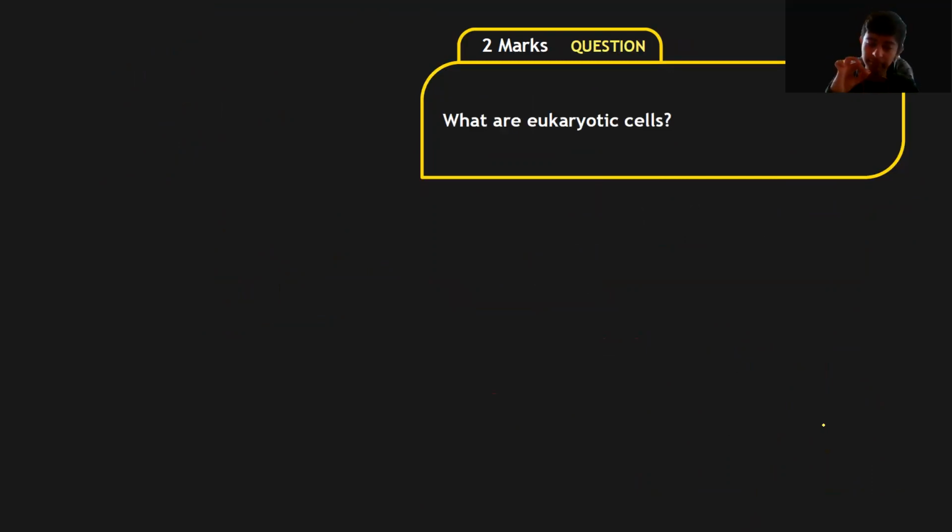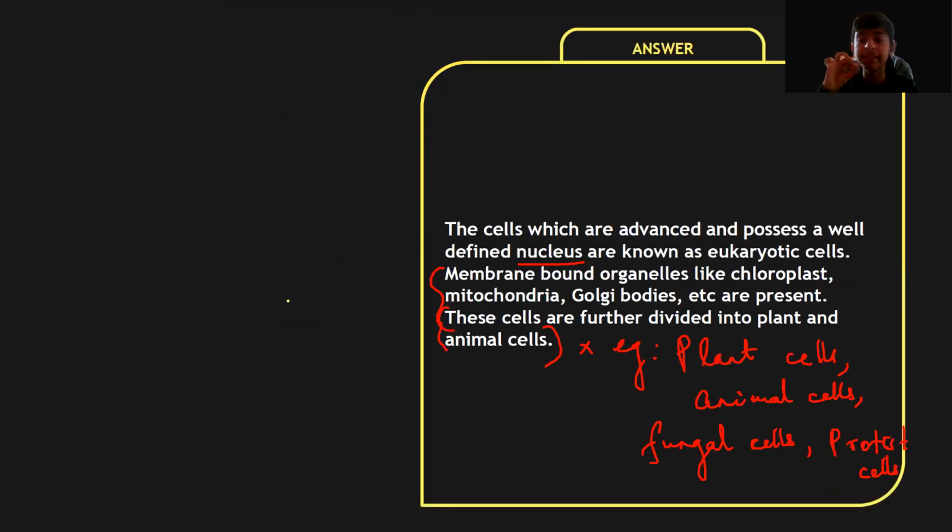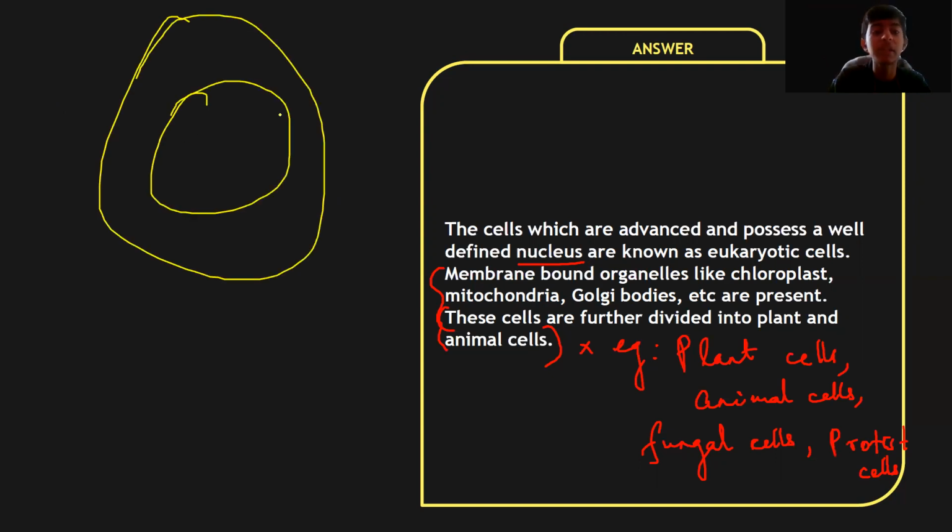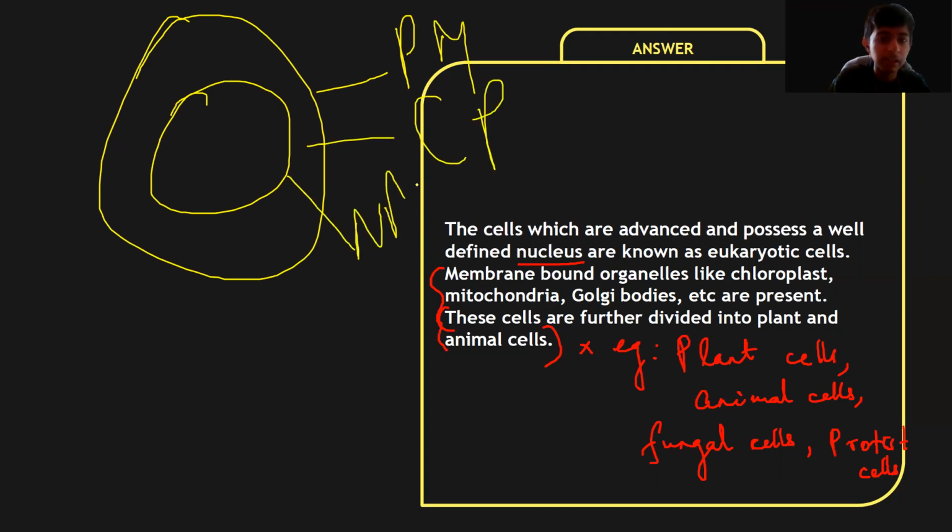What are eukaryotic cells? The cells which are advanced and possess a well-defined nucleus are called eukaryotic cells. Membrane-bound organelles like chloroplast, mitochondria, Golgi bodies, etc. are present. The cells are further divided into plant and animal cells. Eukaryotic, eu means true. That means they have a true nucleus. The nucleus is visible because of the nuclear membrane. This is the plasma membrane. This is the cytoplasm. This is the nuclear membrane. This is the nucleus. Right. So if the nuclear membrane is not present, the nucleus won't be clearly visible.